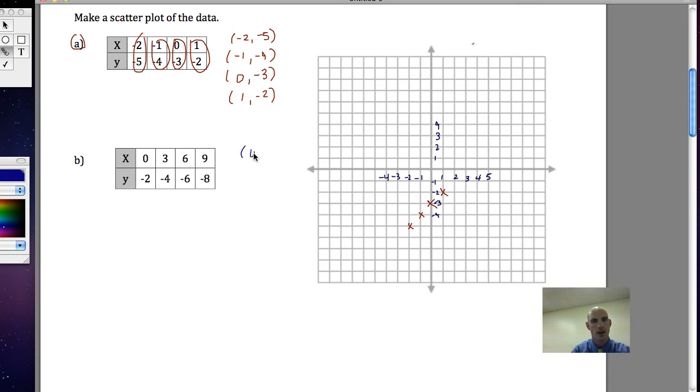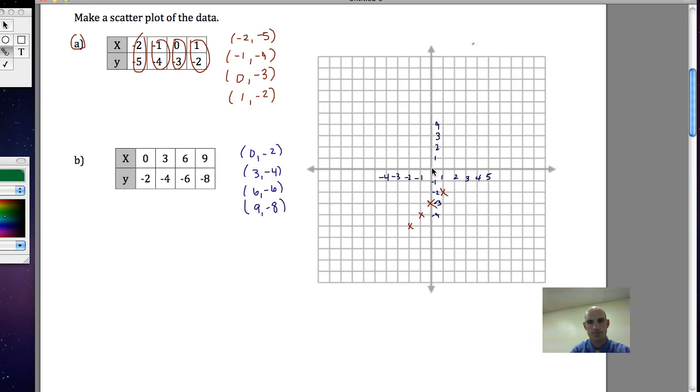Alright, we're back. My ordered pairs are going to look something like this. 6, -6, and 9, -8. If it helps you, you can go ahead and write out those ordered pairs each time until you get the hang of it. I'm going to plot these in a red and a green dot.